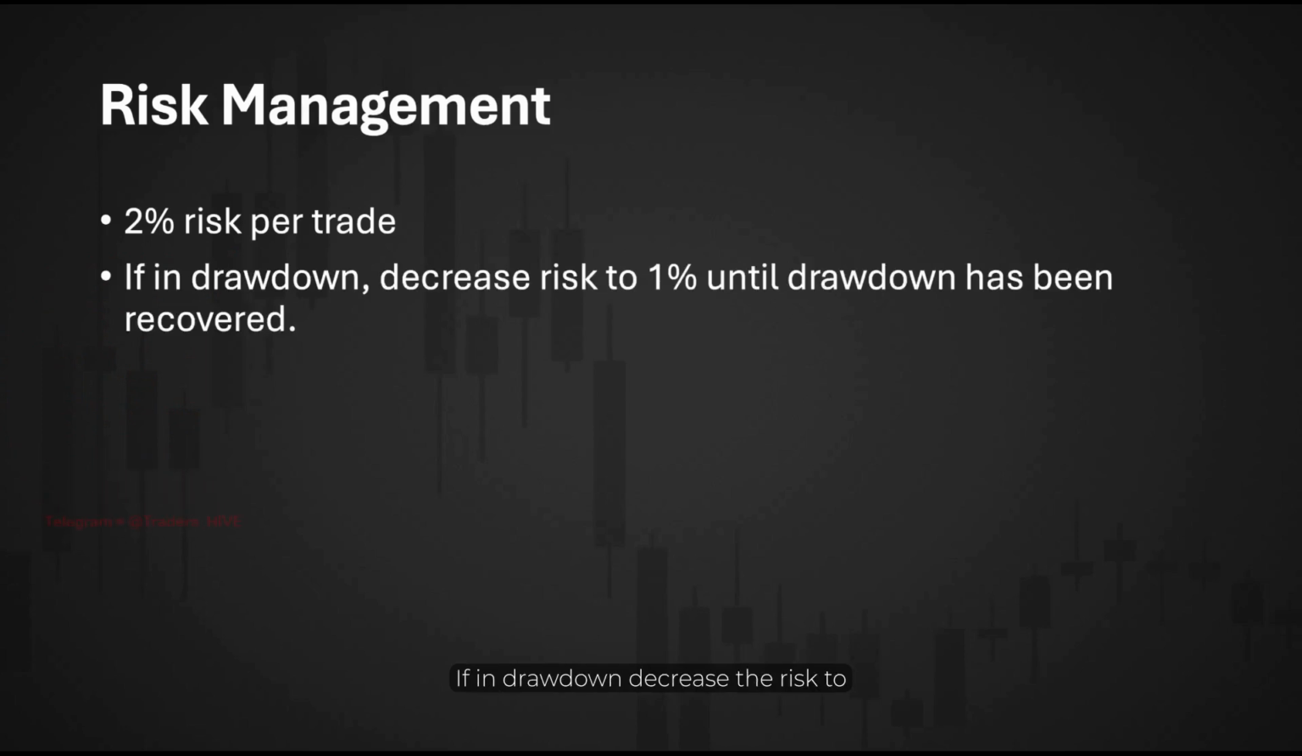If in drawdown, decrease the risk to 1% until the drawdown has been recovered. That means that if your idea doesn't pan out and you were wrong about your analysis and you take a stop out, then for the next idea, you must decrease your risk to 1% until the drawdown has been recovered.